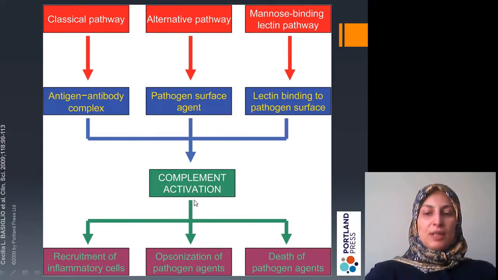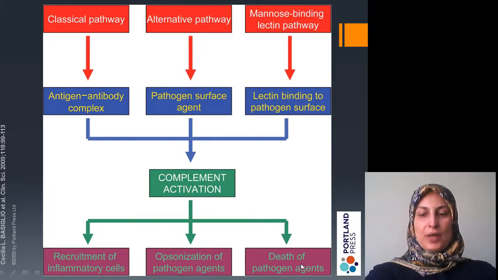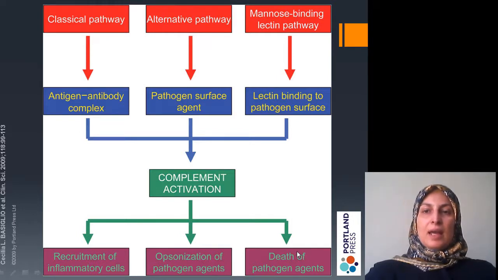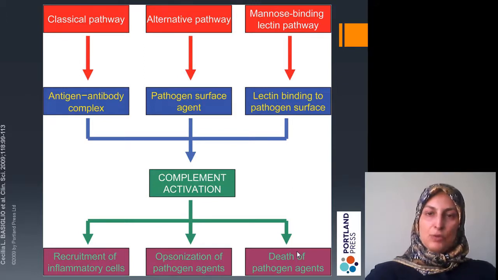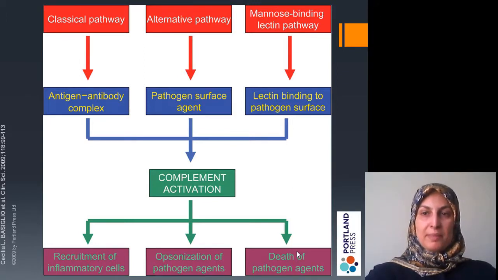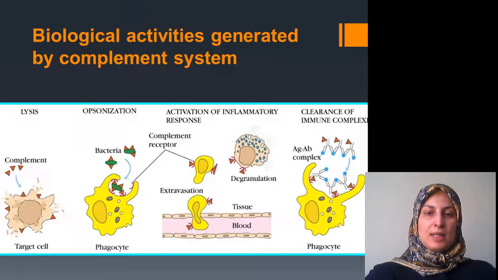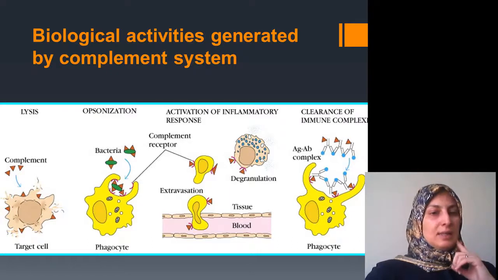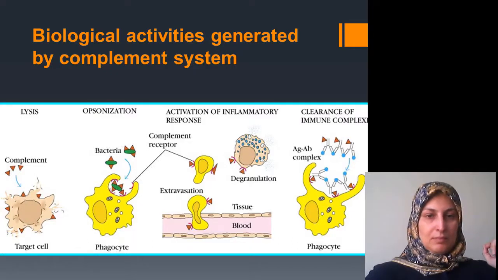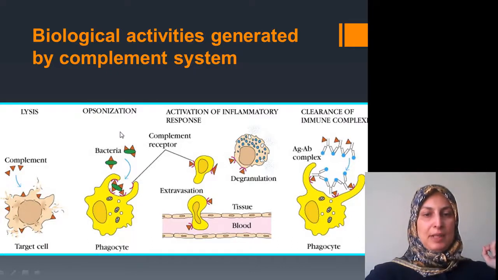One of the functions of the complement system is the one that we saw earlier: death of a pathogen by forming the membrane complex that will make a hole in the antigen or in the bacterial surface. The other methods are opsonization and the recruitment of inflammatory cells. So this is how opsonization takes place.